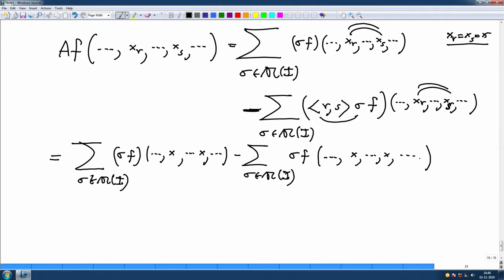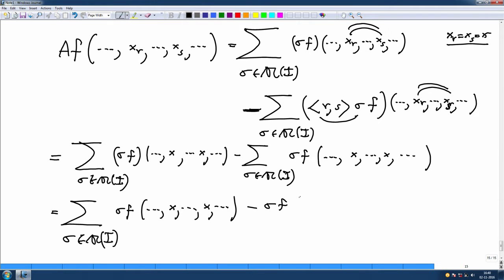And I could now club the two sums together, summation running over sigma in A_I, sigma f of x, this minus sigma f of x, this, and this is equal to this, so it gets cancelled, so altogether it is 0. This will get cancelled with this, all the sum gets cancelled, so it is 0. So that proves that f is alternating.